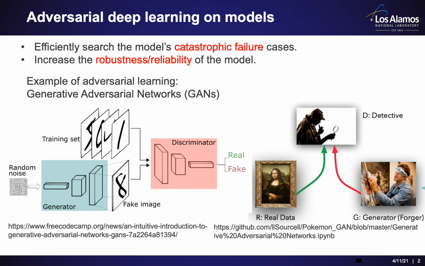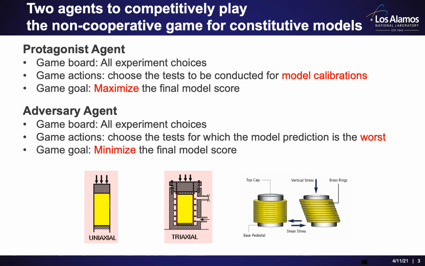One famous example is the generative adversarial networks, in which two models, generator and discriminator, compete against each other, so that increasingly the generator's image generation capacity is improved. For constitutive modeling of a material, one important process is the data collection, and it involves a lot of decision makings on what experiments to perform, so that the gathered training or calibration data can lead to a model with the widest applicability.